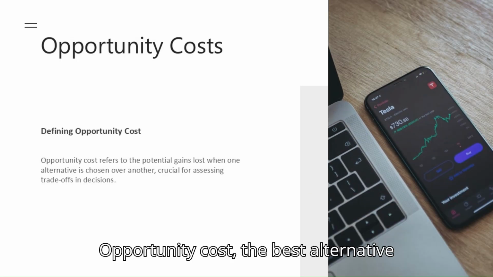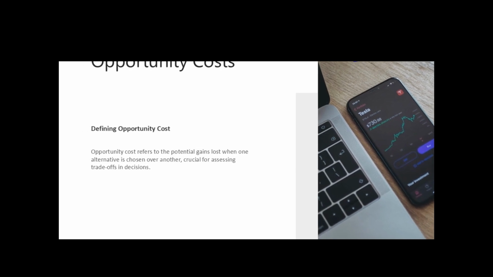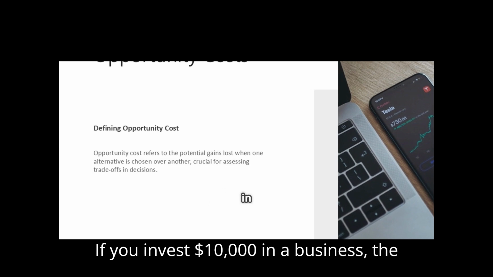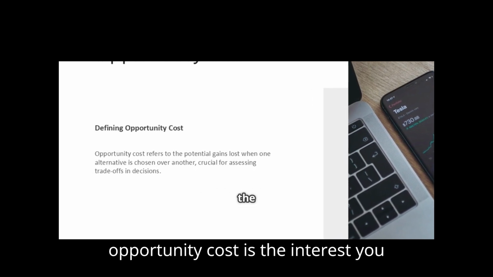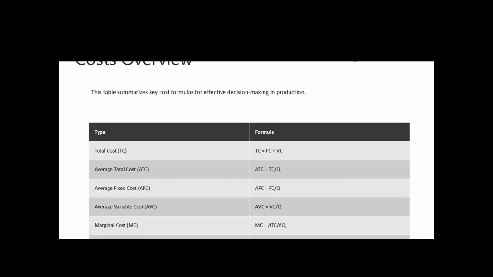Opportunity cost: the best alternative foregone when making a decision. Example: if you invest $10,000 in a business, the opportunity cost is the interest you could have earned by putting that money in a savings account.